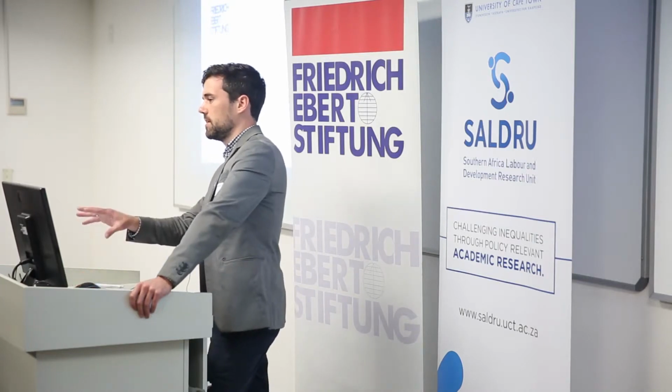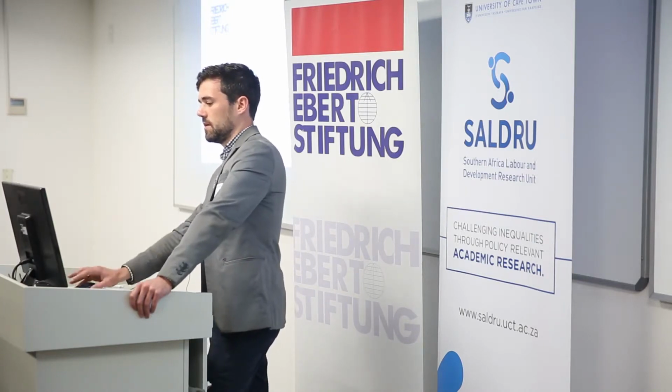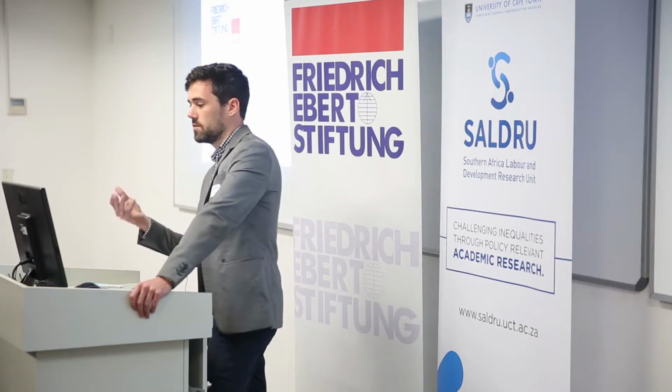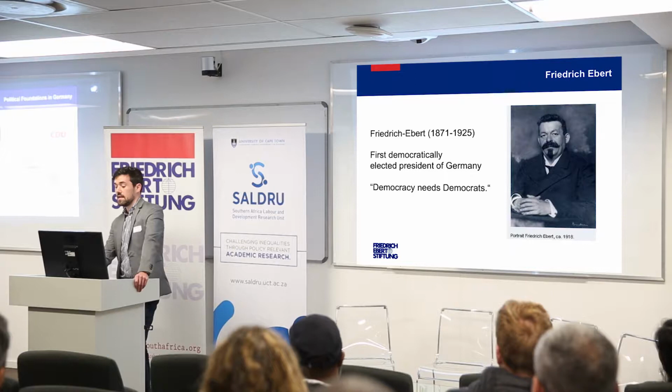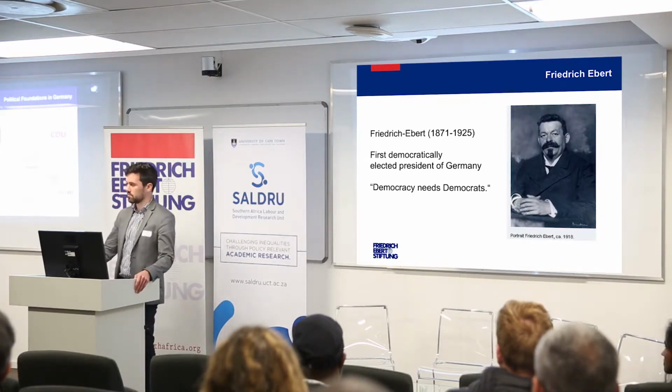So every one of these political foundations is linked to one party. For us, it's of course the SPD, then the CDU for the Konrad Adenauer Stiftung, for the Naumann Stiftung it will be the FDP, the Liberals, the Greens for the Böll Stiftung, Hans Seidel Stiftung, the CSU, so Bavarian Conservatives, and Die Linke for the Rosa Luxemburg Stiftung.